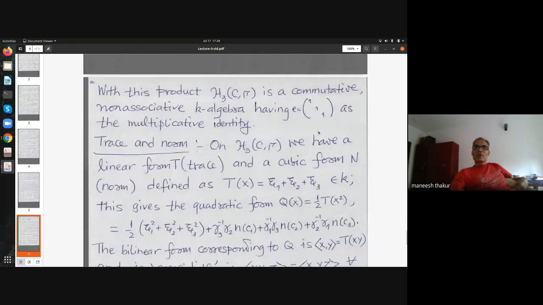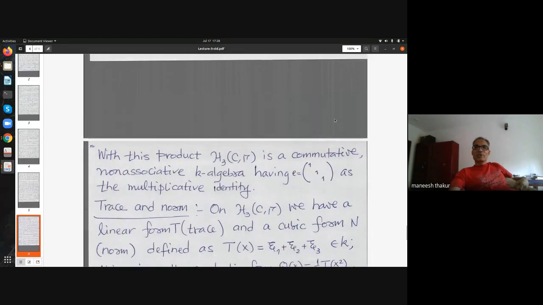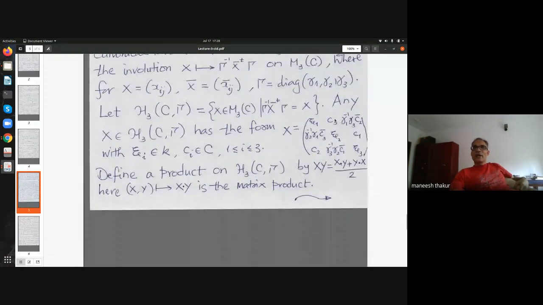So this is a commutative but non-associative K algebra, and the identity matrix is the identity of this multiplication on the algebra. And the dimension, as you can see, is 3 times the dimension of C plus 3. So if the dimension of C is, for example, 1, the base field, then it is 6 dimensional. If it is a quadratic extension, then it's 9 dimensional. If it is quaternion, then it's 15 dimensional. If it is octonion, you get 27 dimensional.